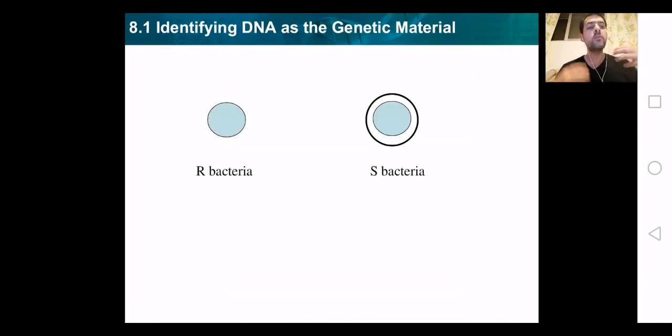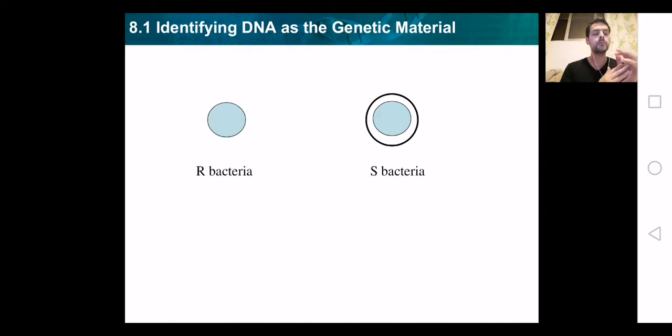Okay. Now, before I explain what Griffith did, let me explain a very basic thing about a kind of bacteria that Griffith used. Okay, Griffith, this scientist, he did an experiment to study and to find out what is the genetic material. Now, he used a bacteria that causes pneumonia.